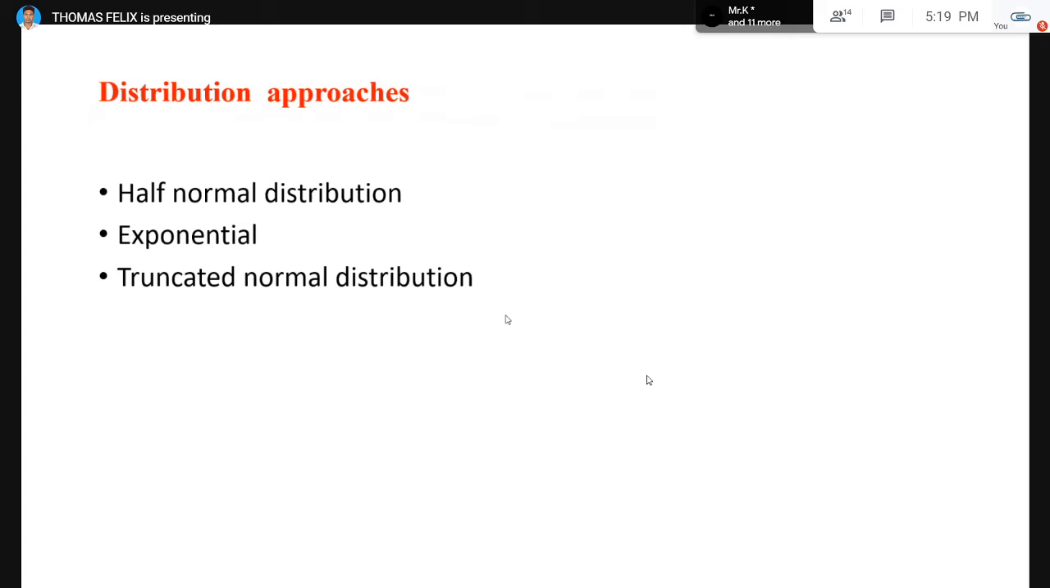As I said earlier, the more widely used distributional approaches are the half normal distribution approach, exponential distributional approach, and truncated normal distributional approach. Usually these are the major approaches which are used to derive the technical efficiency with the frontier thing.